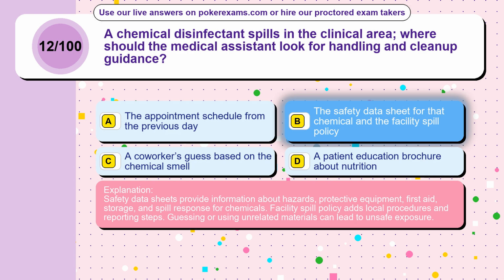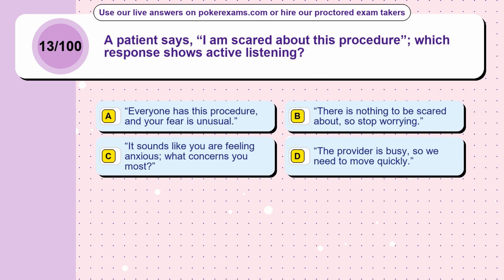Safety data sheets provide information about hazards, protective equipment, first aid, storage, and spill response for chemicals. Facility spill policy adds local procedures and reporting steps. Guessing or using unrelated materials can lead to unsafe exposure. Question 13. A patient says, "I am scared about this procedure." Which response shows active listening?